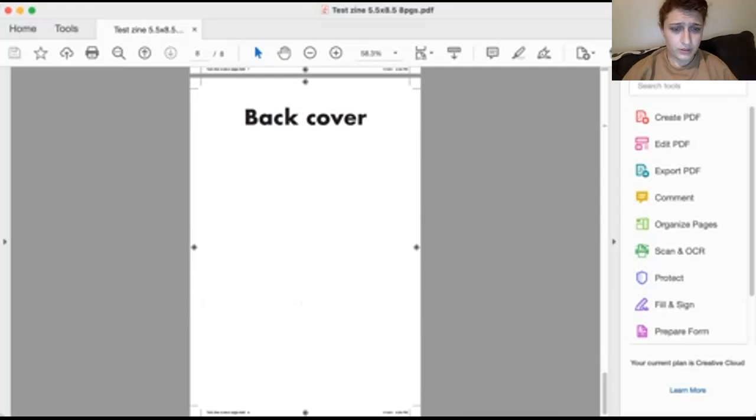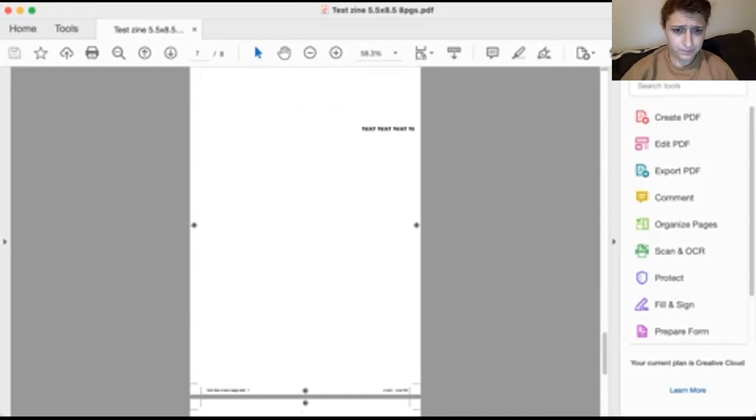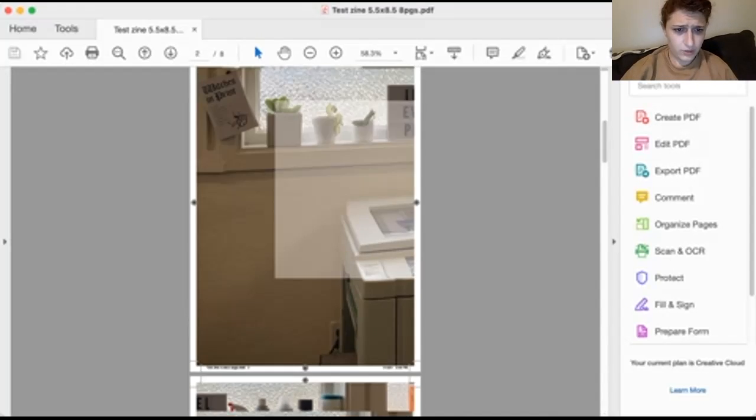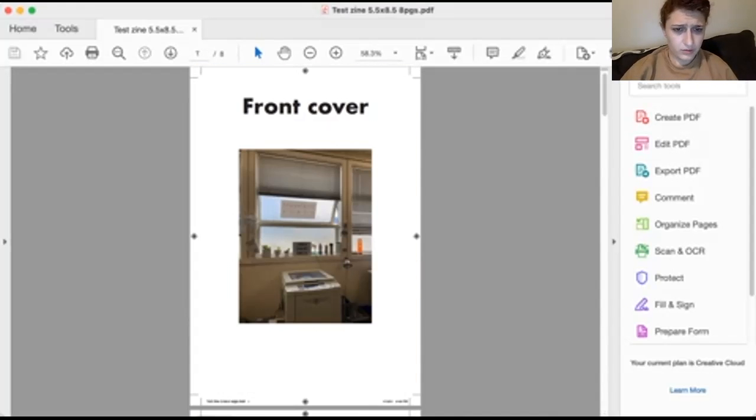What printer spreads does is put them in the order that they need to be on the sheet of paper for print, so that when you fold them and put them inside each other, which is called collating, they will be in the correct page order. So this is our PDF. We exported it as a high resolution PDF for print.